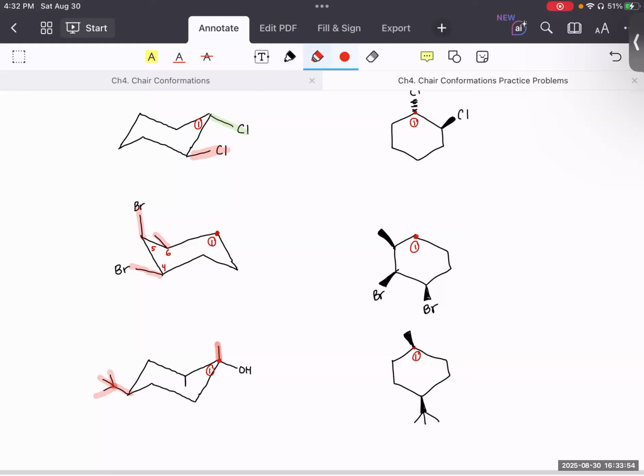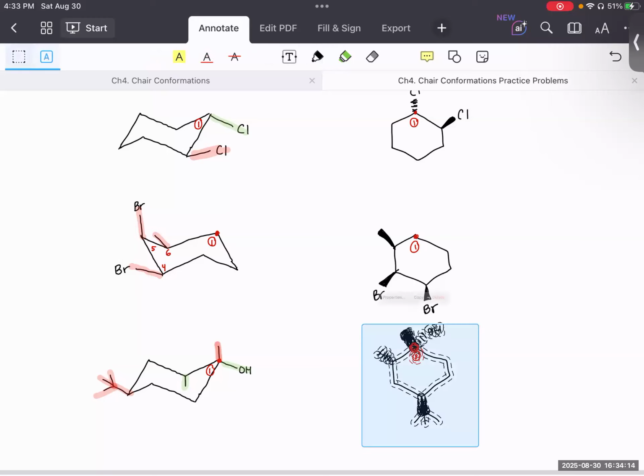And then next we can add in those 2 groups that are tilted down, which is that OH and that methyl group on carbons 1 and 6. On the top one, and that methyl group is 1 over on carbon 6.